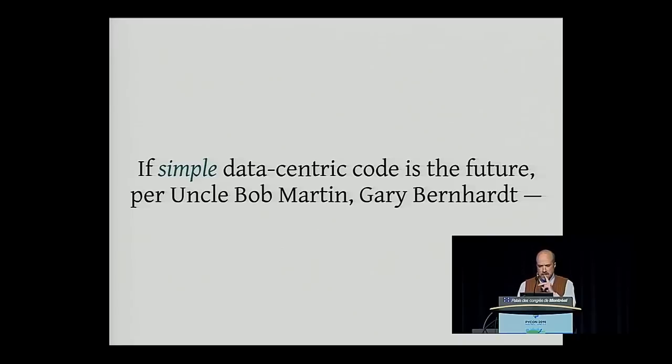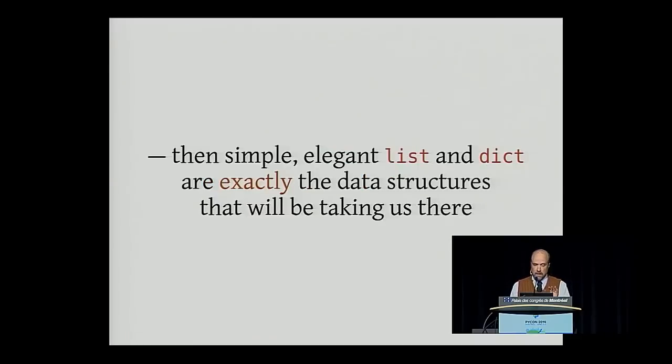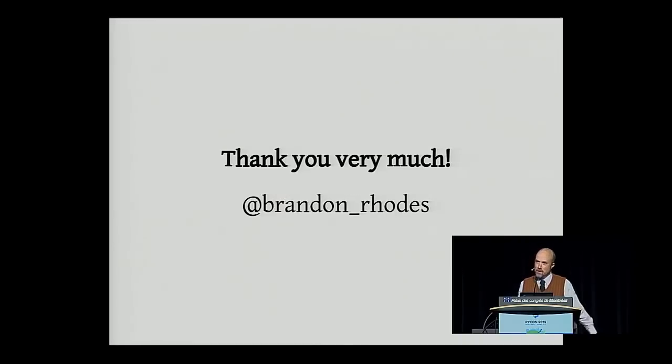If simple data-centric code, functional code is indeed the future, as Uncle Bob Martin and Gary Bernhardt recently suggest, see my 2013 talk, The Clean Architecture in Python, then simple, elegant lists and dictionaries are exactly the data structures that will be taking us there. Thank you very much.